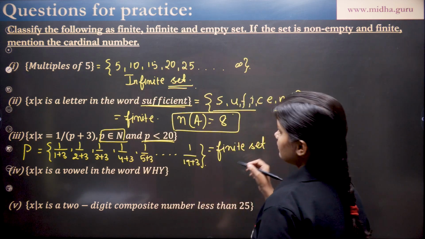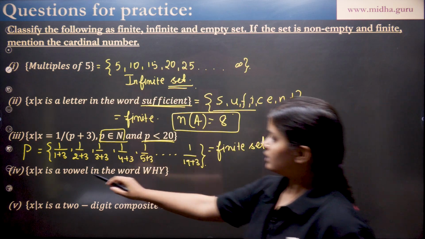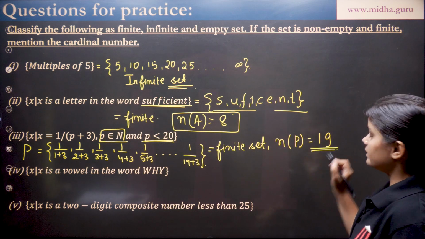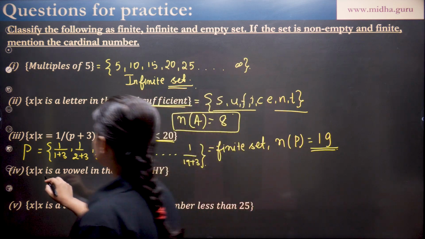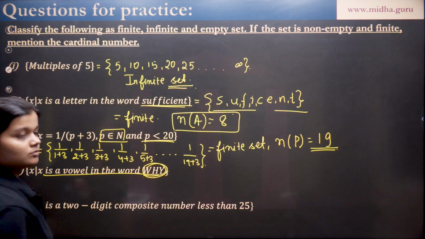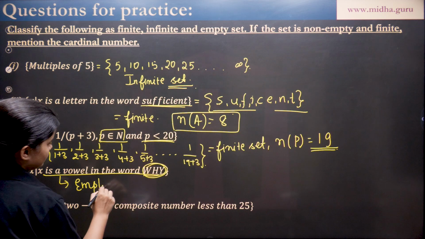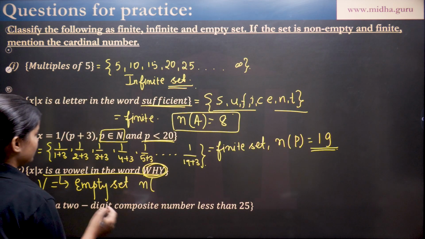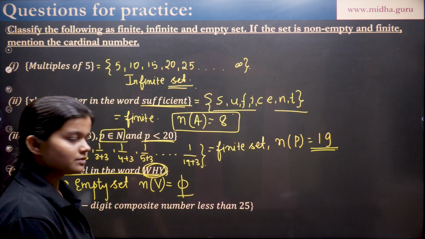Finite set. And what is the cardinal number of this set? The cardinal number of set P is 1, 2, 3, 4, 5, 6 up to 19. So the cardinal number is 19. Okay. Next is x is a vowel in the word y. Is there any vowel in this word y? No, no vowel in this word y. So this is an empty set. And if we write n of, let us say, this set as V, so n of V is 0. The cardinal number of an empty set is always 0.